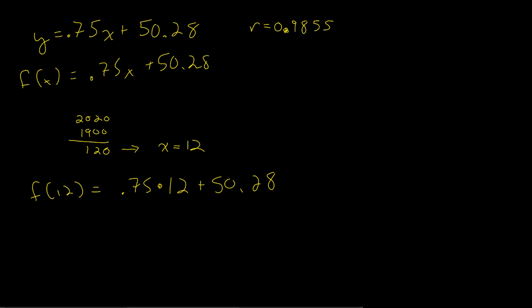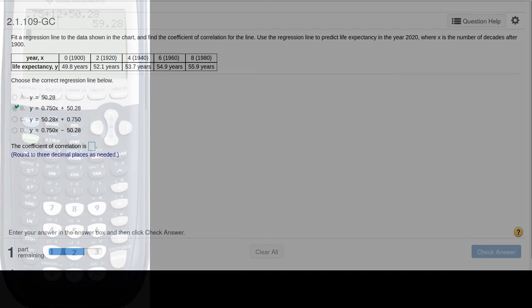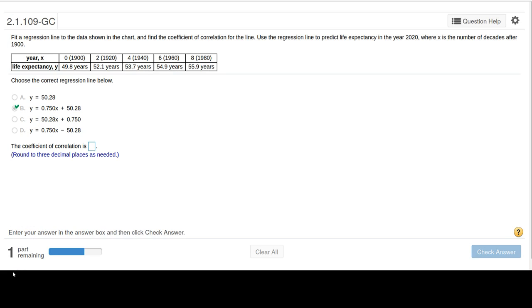Well, I'll come back here to the calculator, and let's see, 0.75 times 12 plus 50.28. And so we are looking at a life expectancy of 59.28, if I think we go from what this asked. All right, yeah, life expectancy would go to 59.28.